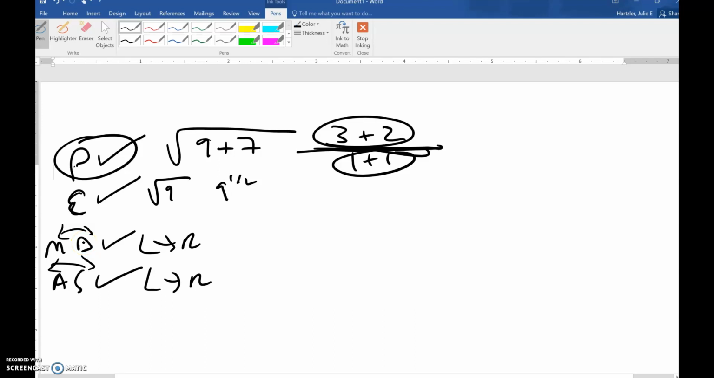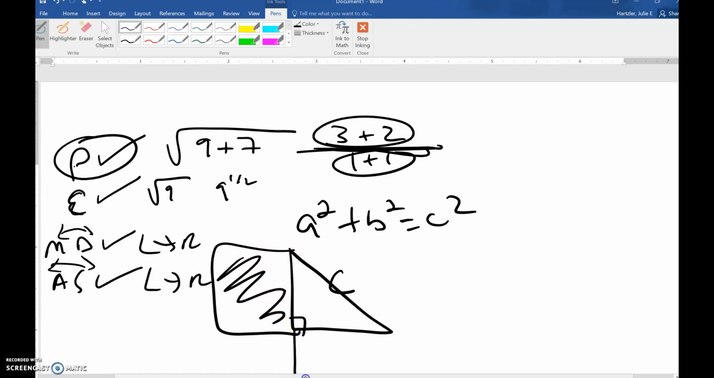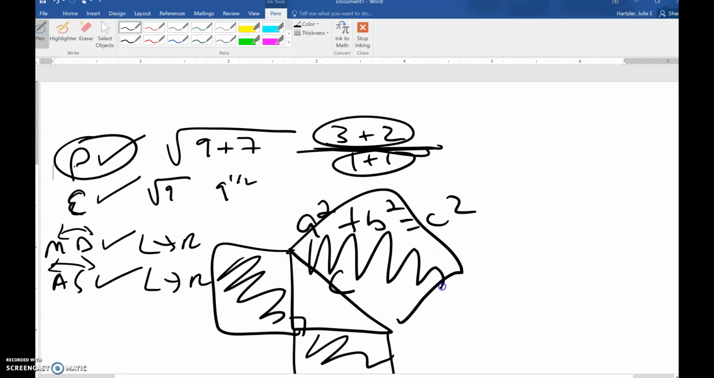And then what is the Pythagorean Theorem? So the Pythagorean Theorem is a squared plus b squared equals c squared. It only works on right triangles, and c has to be the hypotenuse. A and b don't matter. And it's about areas. The area of a square on side a plus the area of a square on side b has to equal the area of the square on side c.